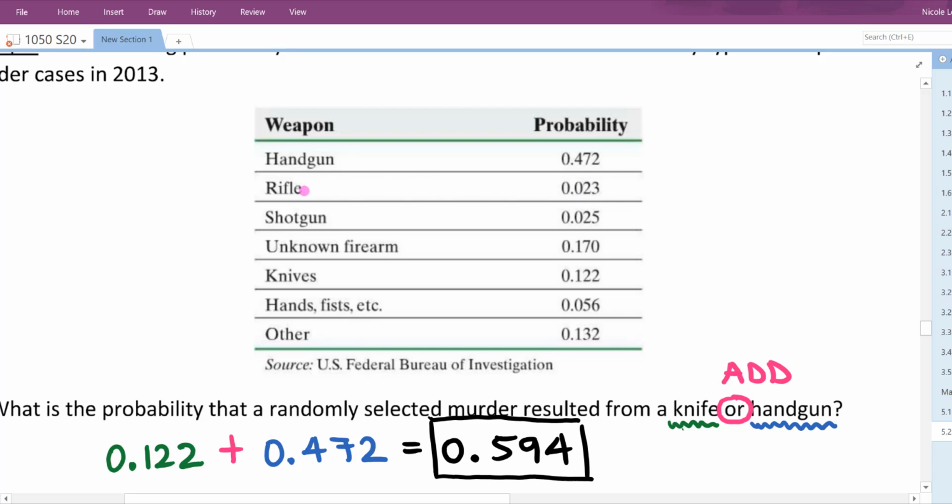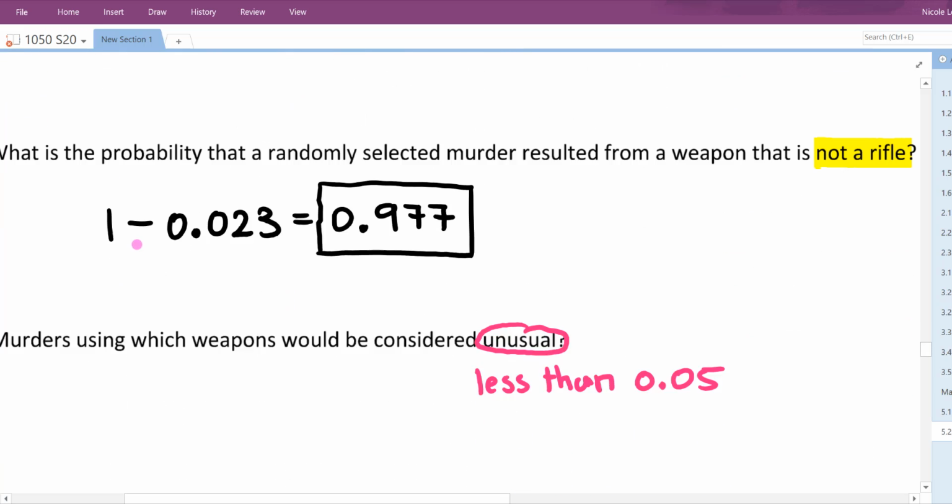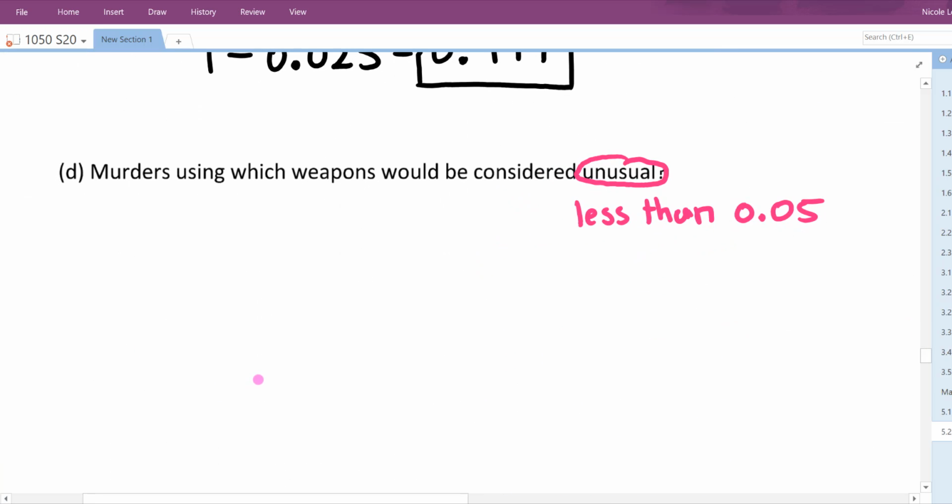So rifle would be considered unusual. Also for shotgun, that's also less than 0.05. So these two weapons are going to be the only two that would be considered unusual, since these are the only two probabilities that are less than 0.05. So the two unusual weapons that we have would be rifle and shotgun.